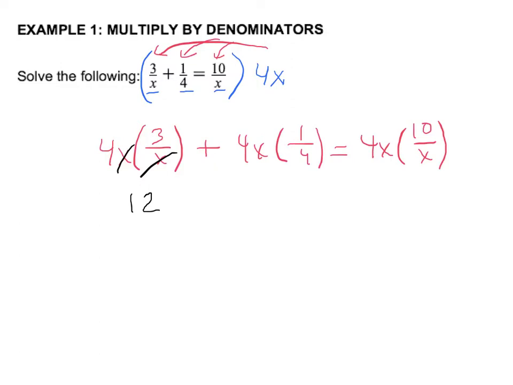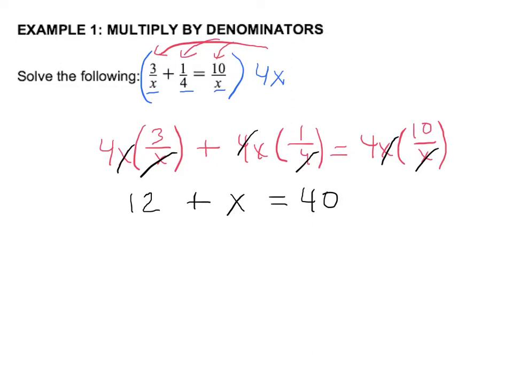Then in our second expression, the 4's are going to cancel this time, and we're left with plus x. And then on the other side of the equal sign, again, our x's are going to cancel, and we're left with 4 times 10, which is 40. Now it's clear to see that we have a linear equation, and so we're going to get one solution from this equation.